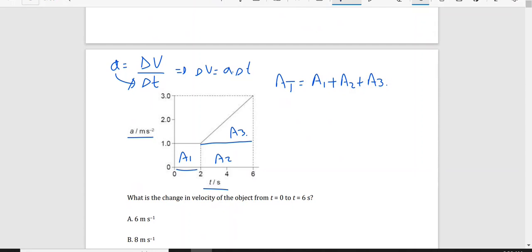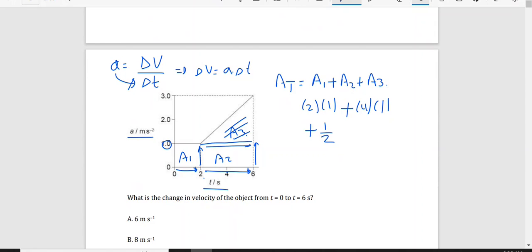Area 1 is length times width, because it's a rectangle, so it will be 2 times 1. Plus area 2, a rectangle again, length times width. From 2 till 6, the difference between them is 4, so it will be 4 times the length, which is 1. Plus area 3, a triangle, so it will be half base times height.